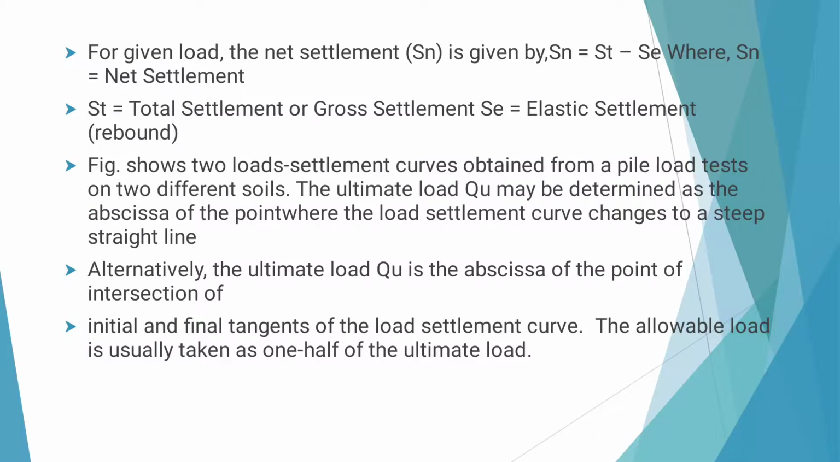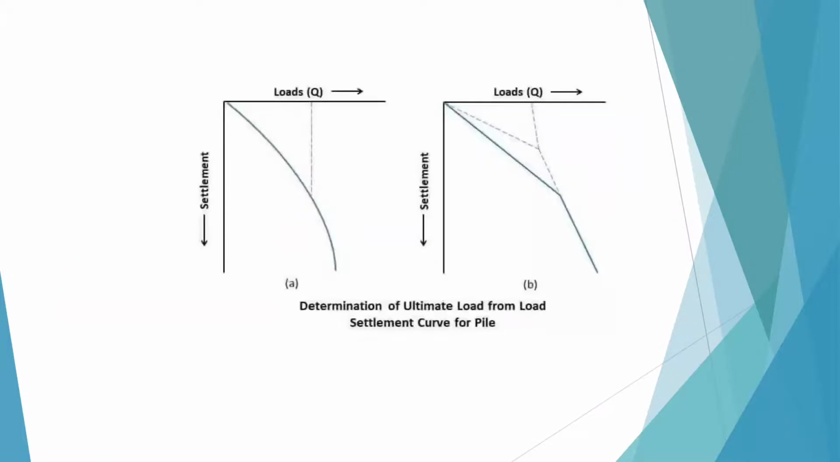For a given load, the net settlement value is given by Sn equals St minus Se, where Sn is the net settlement, St is the total settlement, and Se is the elastic settlement. The below figure shows two load settlement curves obtained from pile load tests on two different soils. Here the ultimate load is found by the intersection of the initial and the final tangent lines. The allowable load is usually taken as 1/2 of the ultimate load. In the figure you can see that tangent lines are drawn to the initial and final portions of the curve, and the ultimate load is taken at their intersection.